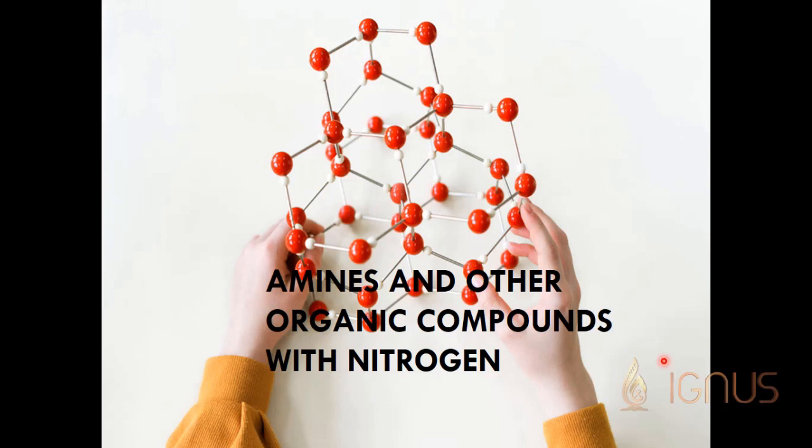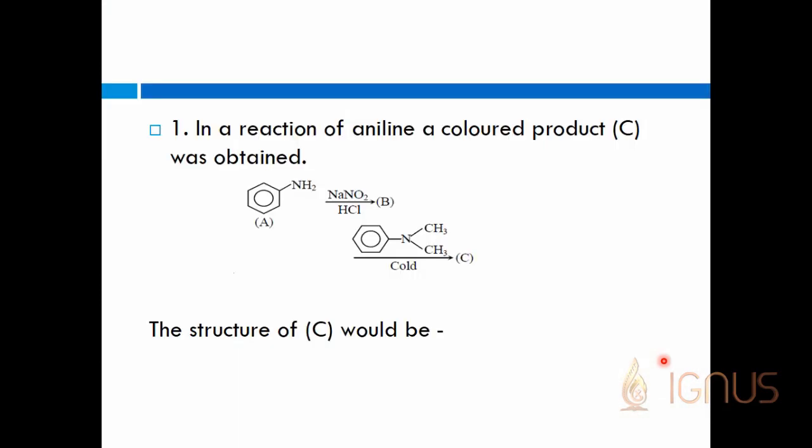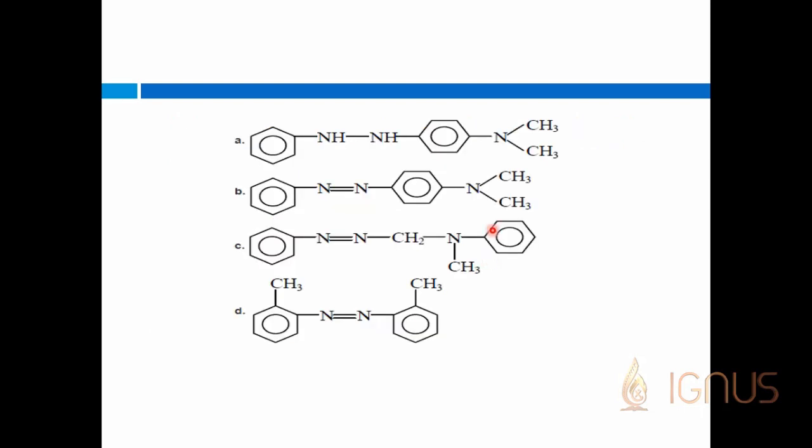Let us discuss some of the questions related to amines. Here comes the first question. In a reaction of aniline, a colored product C was obtained. What is that C? See the reaction. Here aniline is made to react with sodium nitrite and HCl, and it will give B. And again B is treated with N,N-dimethyl aniline in the cold condition, and this will give rise to C. Now the question is, what is the structure of C? Here are the options. Try to answer the question.